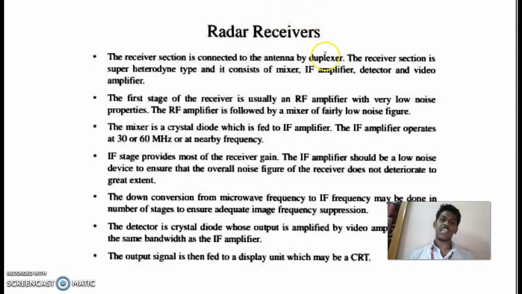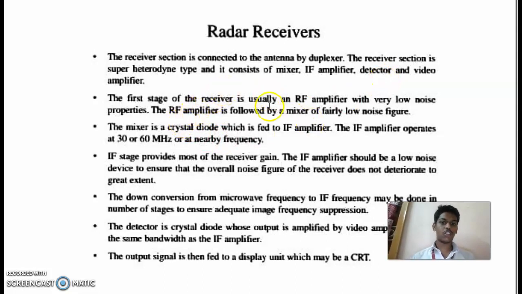The receiver section is connected to the antenna by the duplexer. The receiver section is superheterodyne type and it consists of a mixer, IF amplifier, detector and the video amplifier. The mixer is used to combine the signal from the receiver and the local oscillator. The IF amplifier is used to amplify the IF signal, the detector is used to detect the signal, and the video amplifier is used to amplify the video signal.